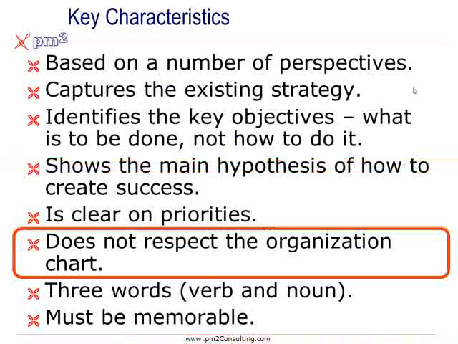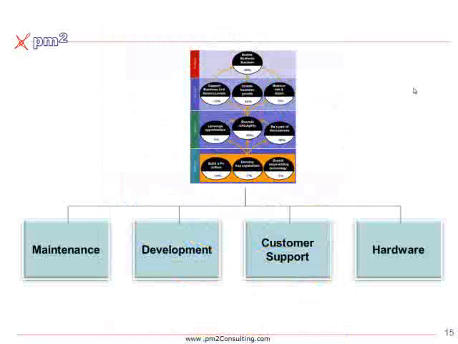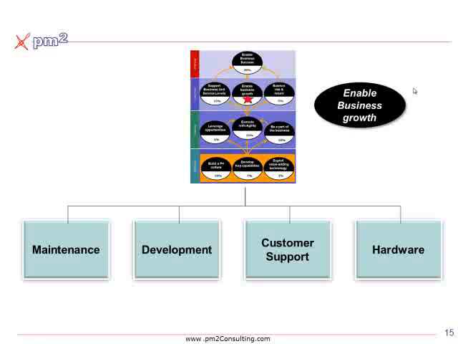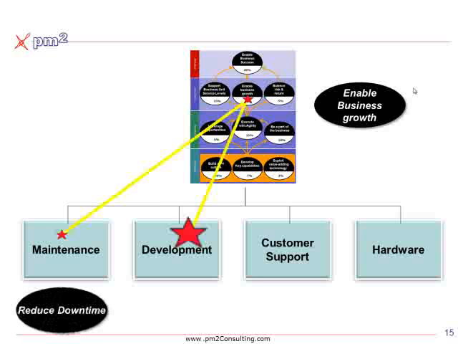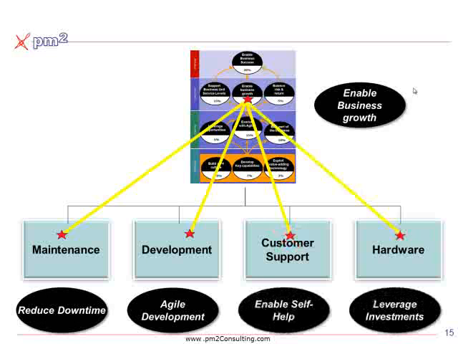It doesn't respect the organization chart, though. Each of these objectives at the top of the house, if we cascade it down across the organization chart, we have groups like maintenance, development, customer support, hardware, and so forth. If we take one of those objectives like enable business growth, each group has a different thing that they need to do to contribute to that success. So that top of the house strategy map is not respecting the organization chart. It's saying we must enable business growth. And each of us are going to figure out something different that we need to do to contribute to that overall objective. We're not biasing the strategy map by the organizational silos. Strategic objectives naturally flow cross-functionally.